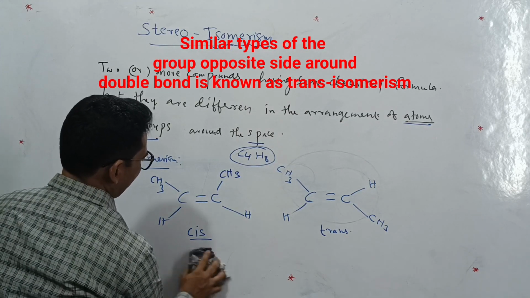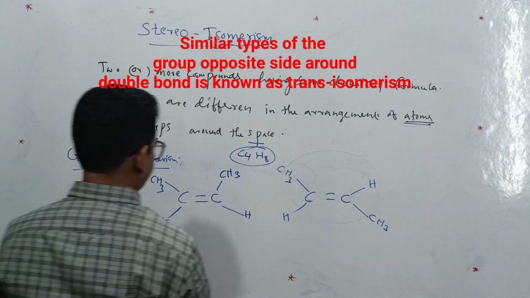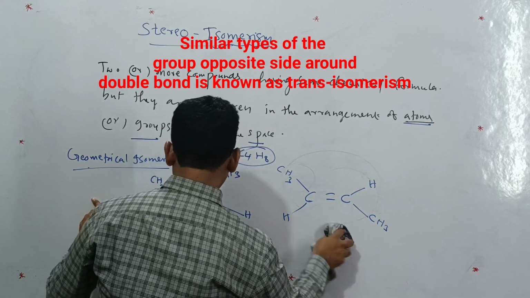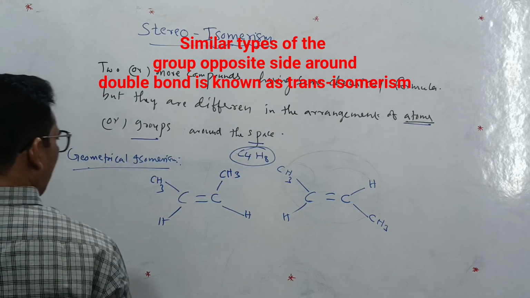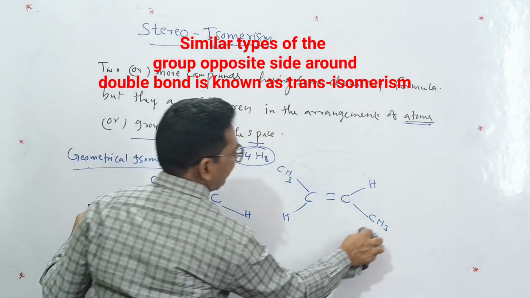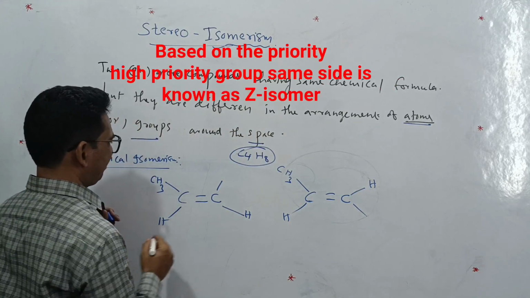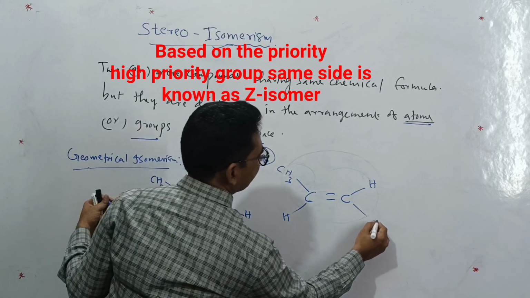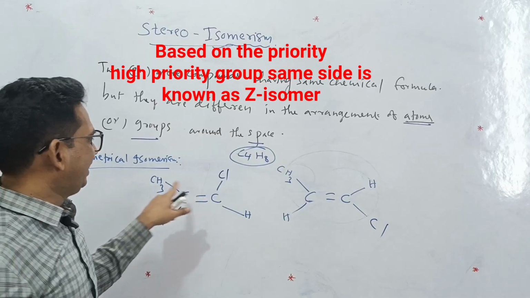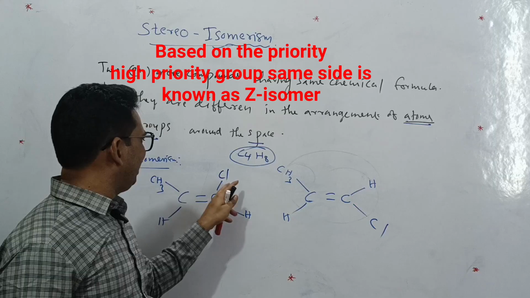Now I will give another example. Geometrical isomers are also called Z isomers. Z is nothing but Zusammen. E isomers are called Entgegen. How it will be? I will show. I will give the example for this. In case of cis and trans, what I told, same type of groups means both will be the methyl only. Here also methyl, here also methyl.